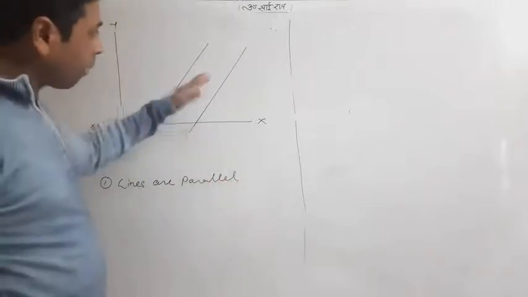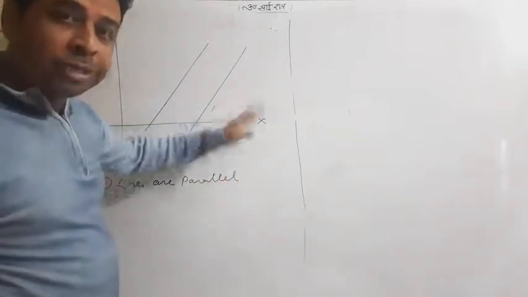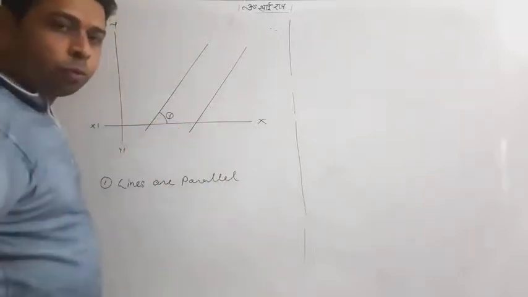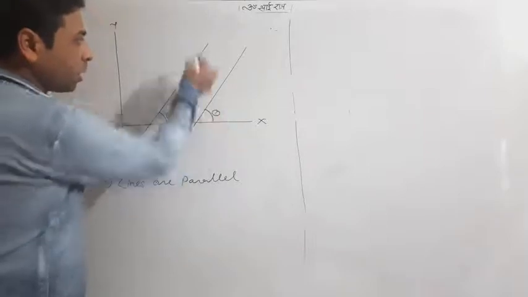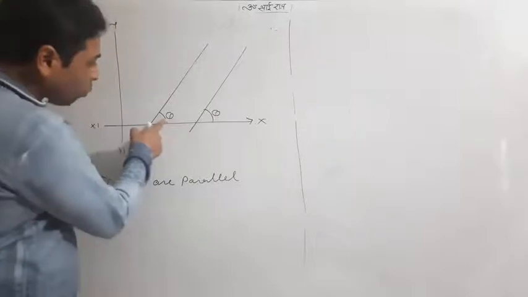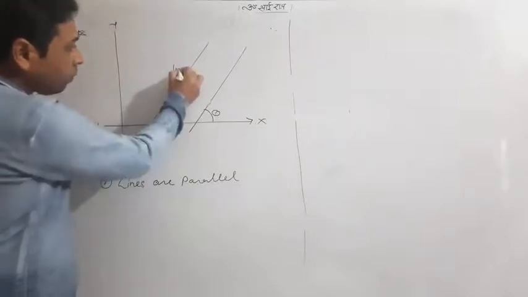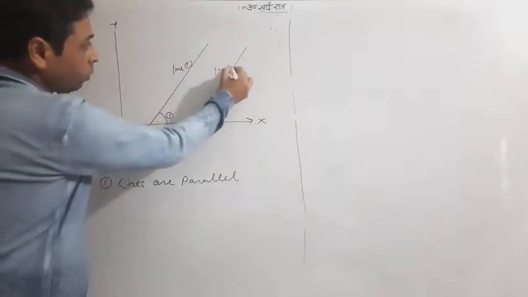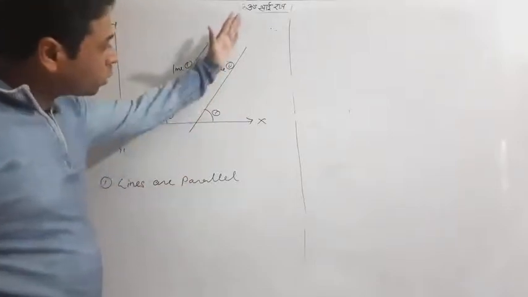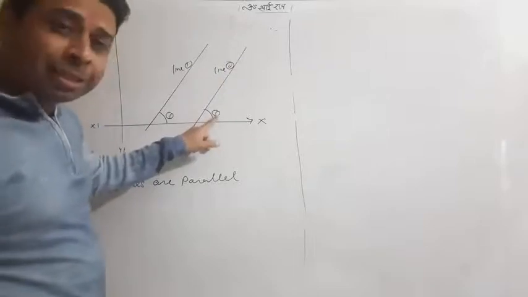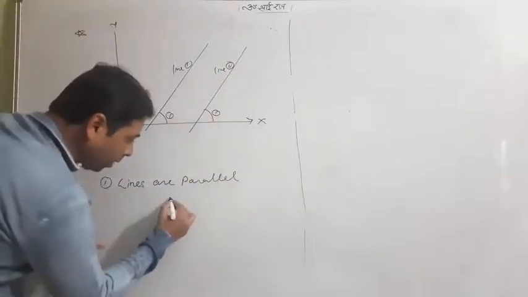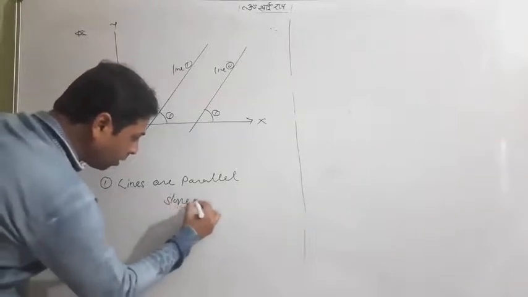When lines are parallel, and if I talk to you about their slopes, it is so easy. Suppose it is making angle theta. One can understand it is also theta because the lines are parallel and this works as a transversal. What is the slope of the first line? m equals tan theta. What is the slope of line 2? m equals tan theta, because theta is the same, so m is the same. So if lines are parallel, slopes are the same.